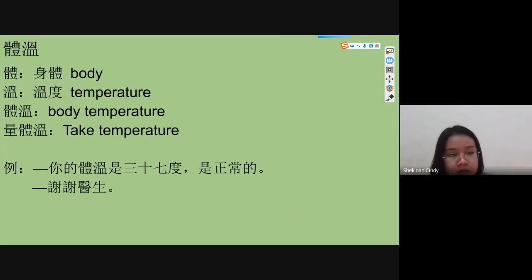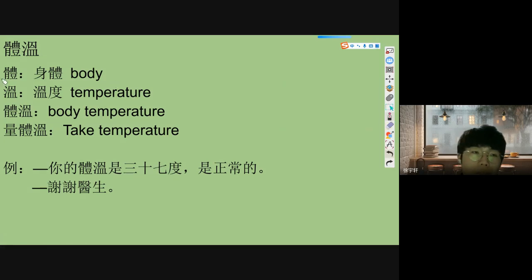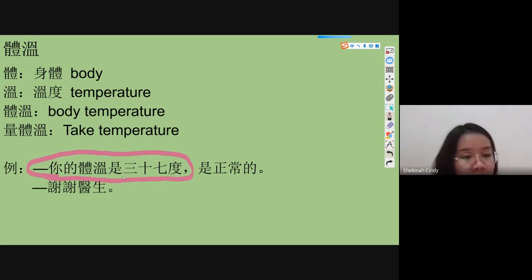Okay. So 体温 here. 体 means 身体, body. 温 means 温度, temperature. So 体温 is body temperature, and 量体温 means take your body temperature. The example, 你的体温是37度. Can you try to translate this one for me? Your body temperature is 37 degrees. Yes, okay.